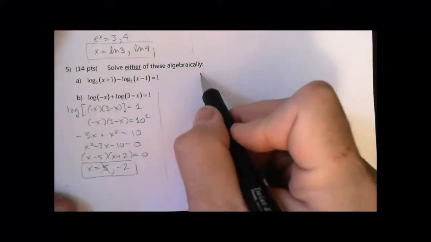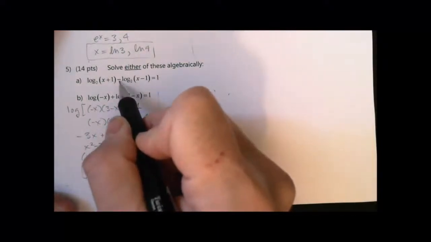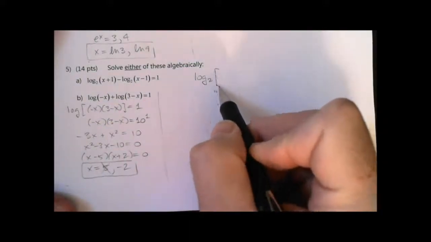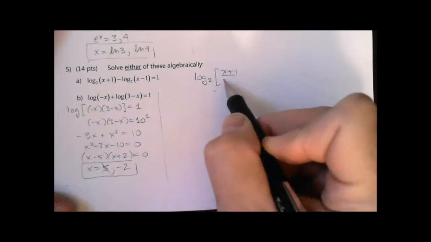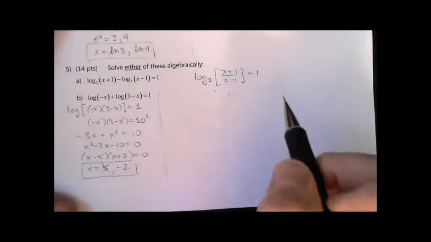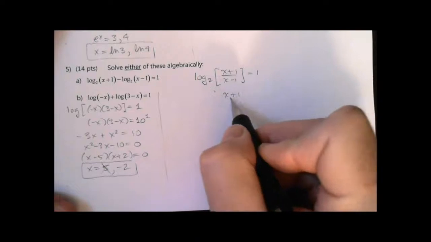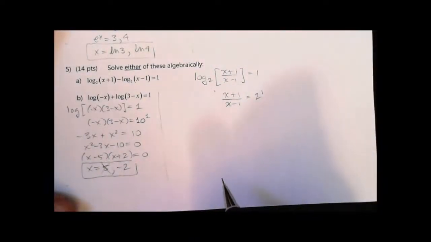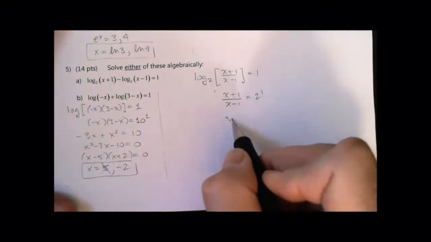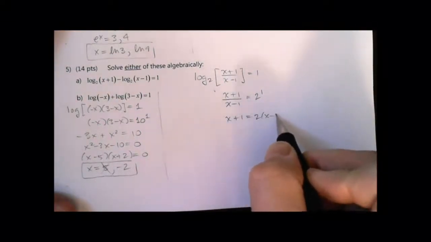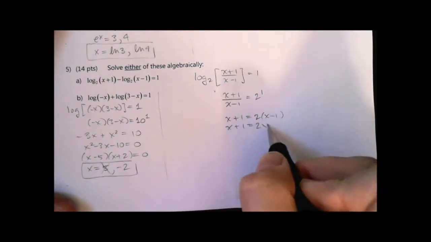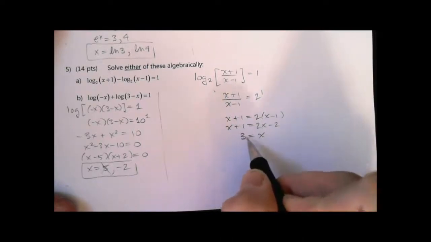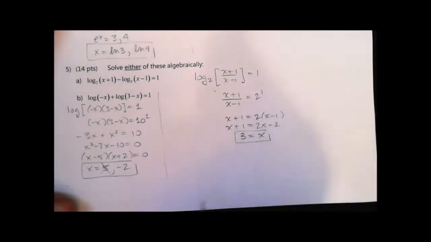Now this equation over here works in a similar fashion, except notice the minus there is going to lead us to write the log base 2 of the quotient. So converting to an exponential equation, we get 2 to the first power. And we can solve this by multiplying both sides by x minus 1. And subtracting x from both sides and adding 2 to both sides, and we get that x is 3.